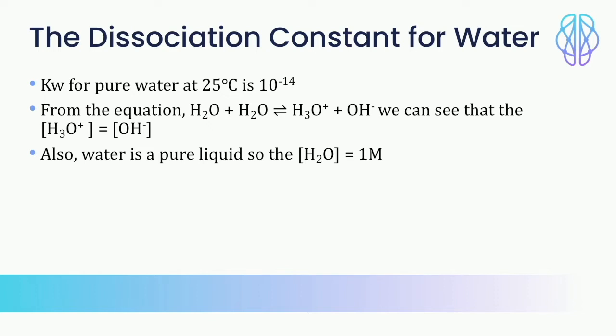From the equation, H2O plus H2O reacts to form hydronium and hydroxide in a reversible manner. We can see that hydronium and hydroxide are present in a 1-to-1 molar ratio. So for every 1 mole of hydronium, you have 1 mole of hydroxide. We'll refer back to that first point. That 10 to the minus 14 goes to show that that second reaction in the dot point doesn't happen often. But when it does happen, hydronium and hydroxide are present in equal amounts. Also, water is a pure liquid, so we can assume that the concentration of water is exactly 1.